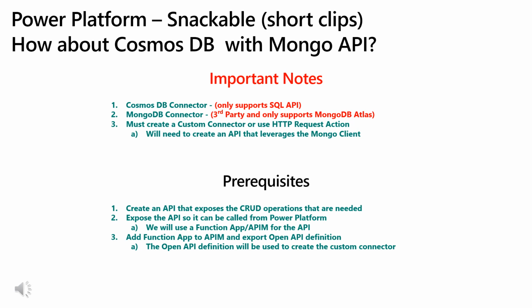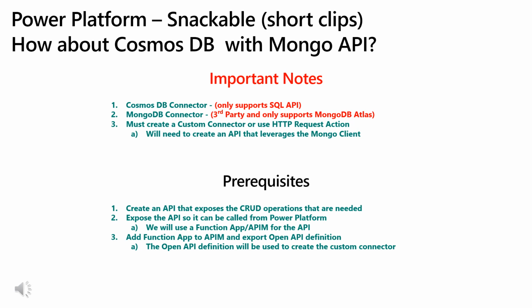This means you need to either use a custom connector or an HTTP request action, and you need to create an API that leverages the Mongo client to expose these capabilities. So what's required? First and foremost, you create an API that has the proper CRUD operations that are needed for your scenario. Then you'll need to expose that API so it can be called through the Power Platform.